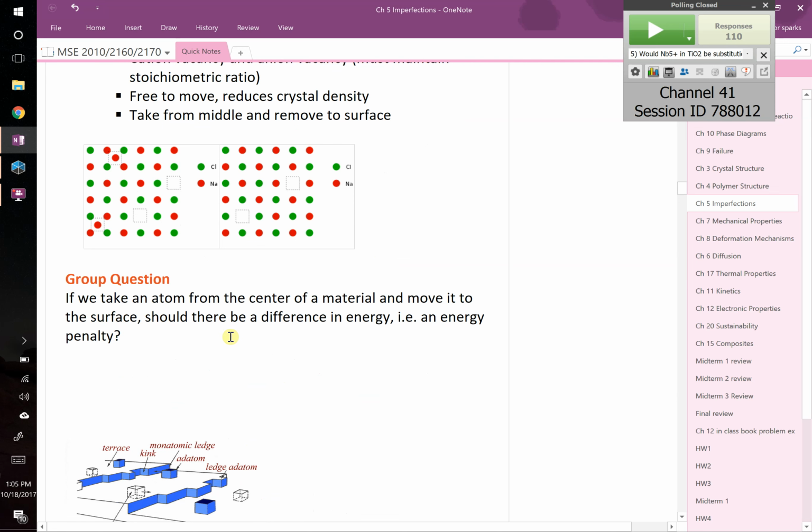So again, you can see these here. One of these is a Frenkel defect, one is a Schottky. Which one's which? Turn to your neighbor and which one is which?